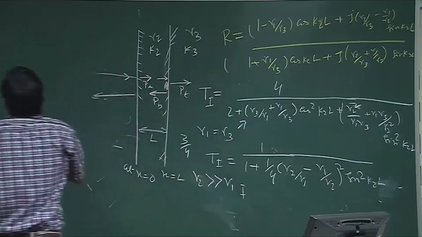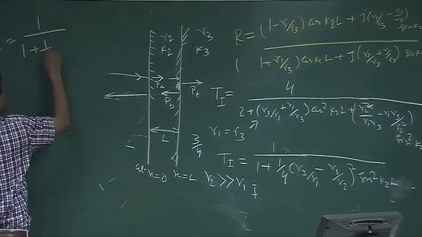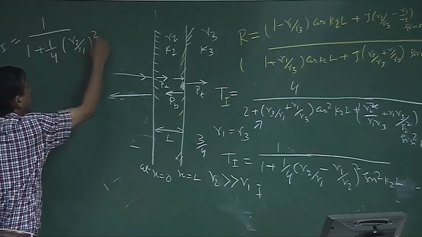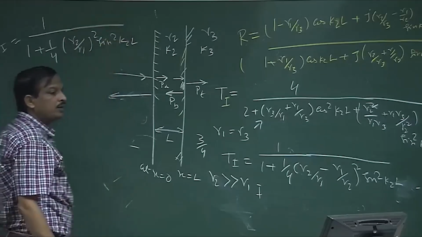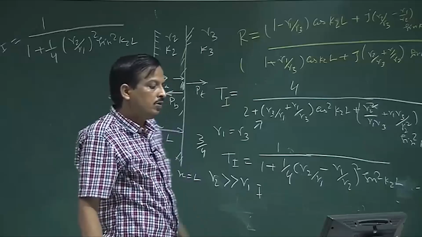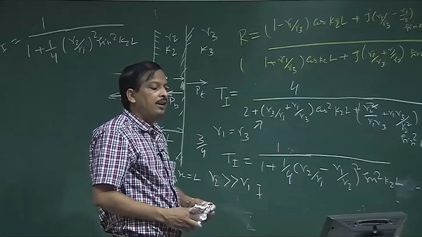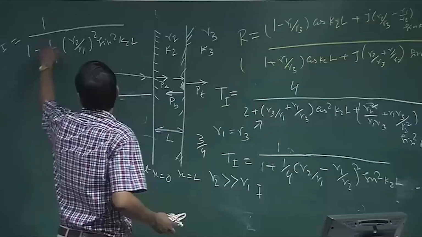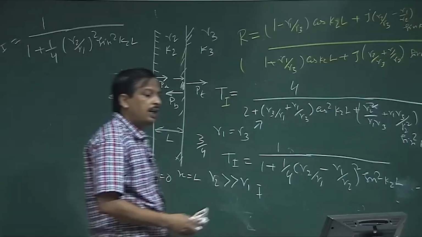Ti will be equal to 1 by 1 plus 1 by 4 into R2 by R1, whole square, into sin square K2L, with R1 much less than R2. This applies to the transmission of sound from air in one room through the solid wall into the adjacent room. So this is the transmission coefficient, Ti equals 1 by 1 plus 1 by 4 R2 by R1 whole square sin square K2L.